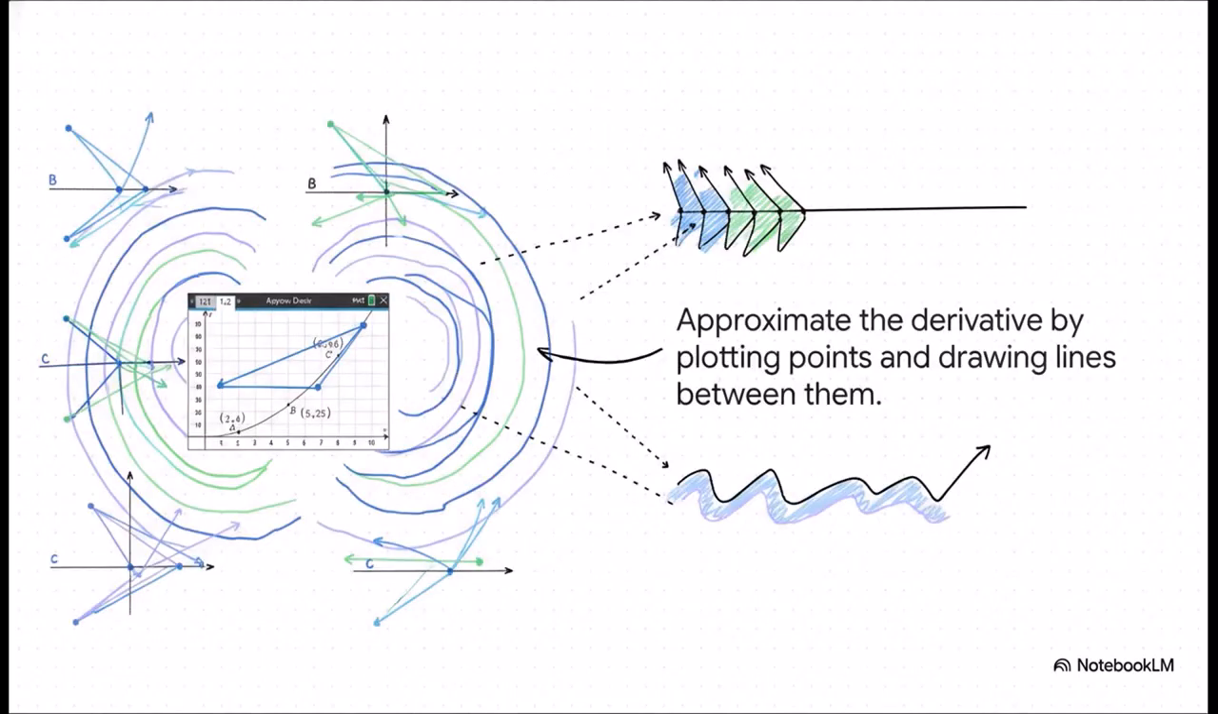So, how in the world do you find the gradient at a single point? Well, we start by cheating a little bit. We approximate. We pick any 2 points on the curve and draw a straight line between them. That's called a secant line. And here's the key idea. As you slide those 2 points closer and closer and closer together, the gradient of that secant line gets to be a really, really good guess for the tangent's true gradient.